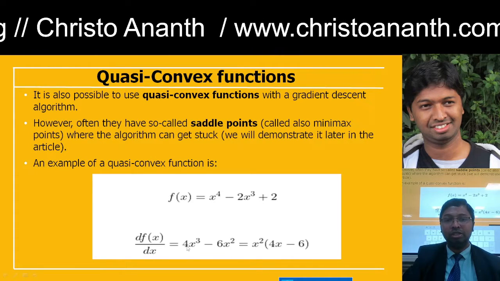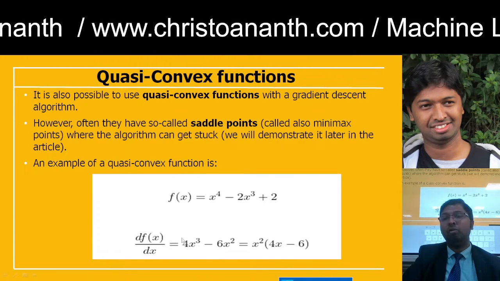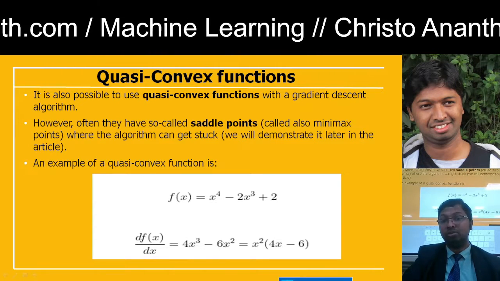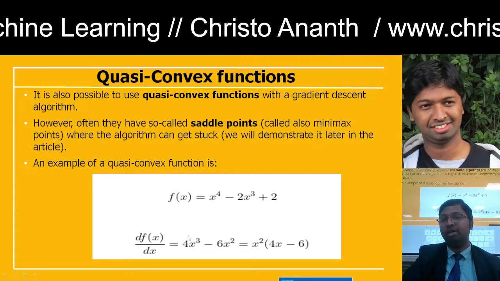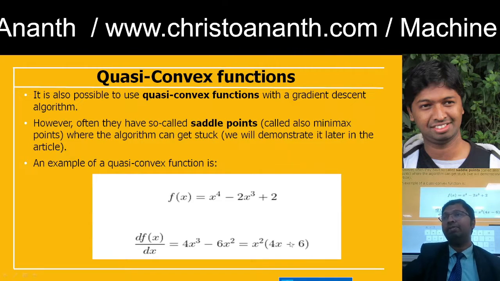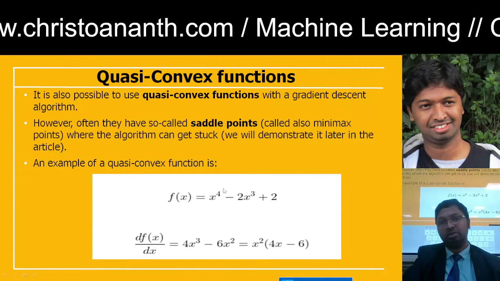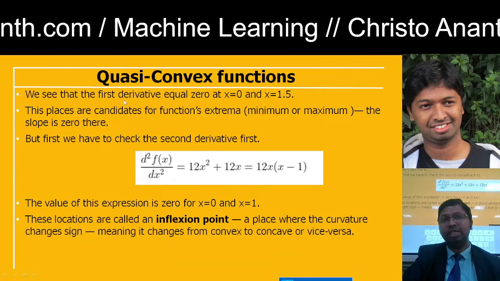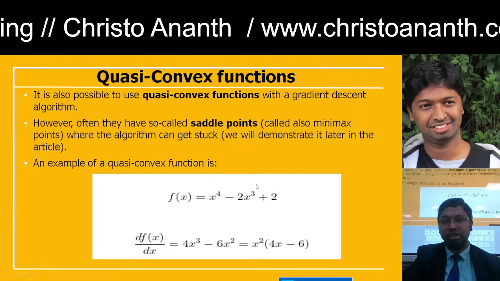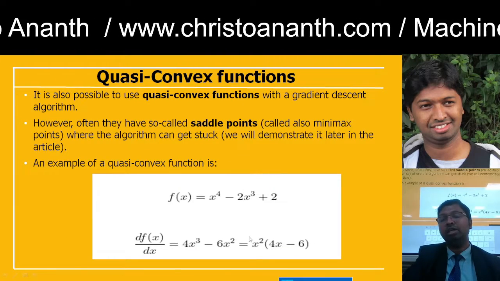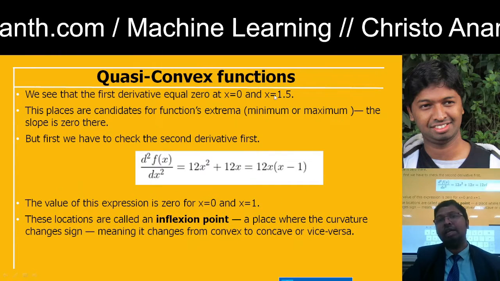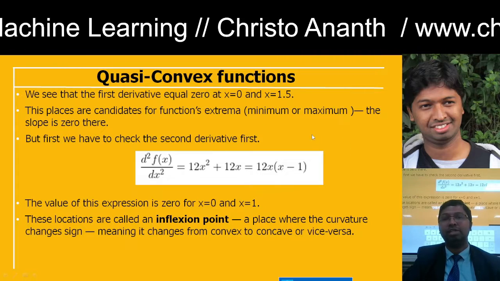Then you can take the common terms outside. For example, x square you can take outside, x square multiplied by 4x minus 6. So this is the one time differentiation of f of x. And we see that the first derivative is equal to 0, so you can check x square times 4x minus 6 equal to 0, and x is equal to 1.5. So you try to simplify.